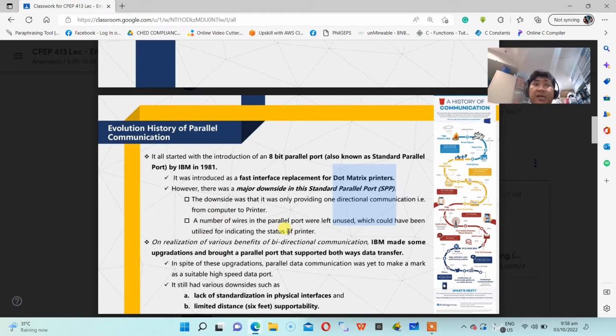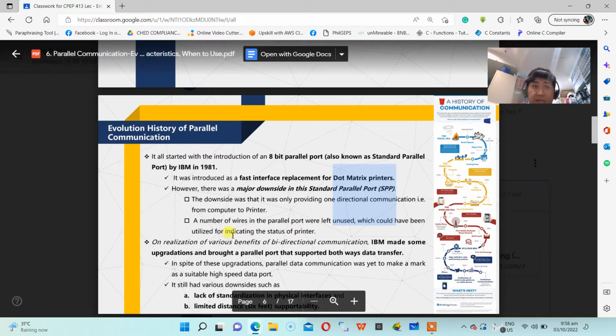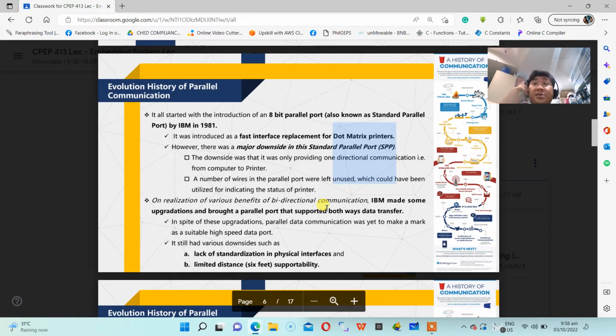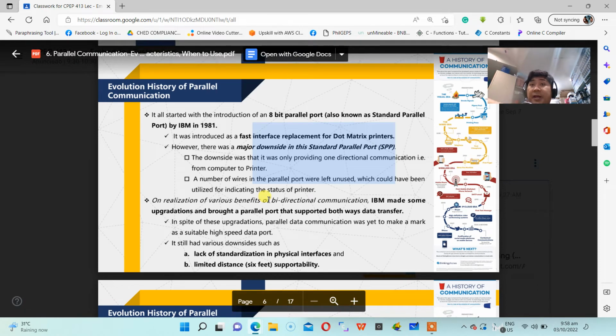So the number of wires in the parallel port were left unused, which could have been utilized for indicating the status of the printer. On realization of the various benefits of bidirectional communication, IBM made some upgrades and brought a parallel port that supports both ways of data transfer. So that's the downside of the standard parallel port, and that's the first history or first example of parallel communication.